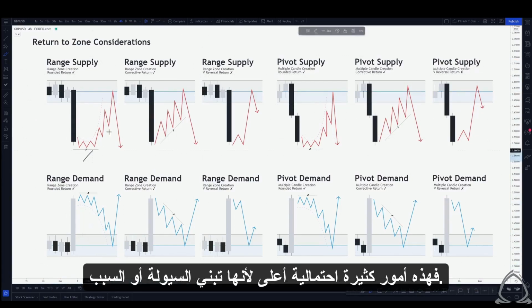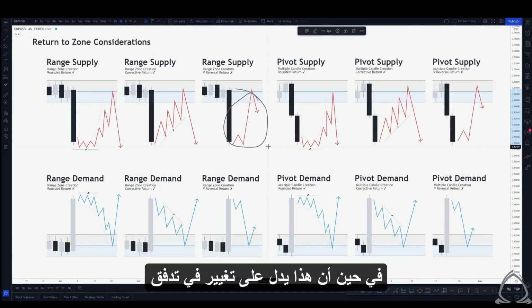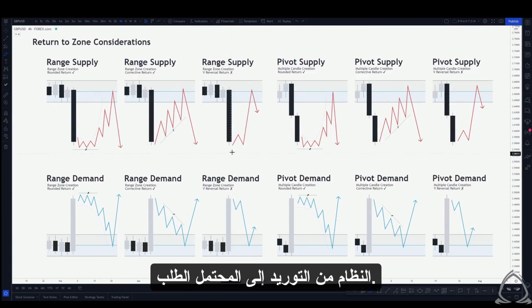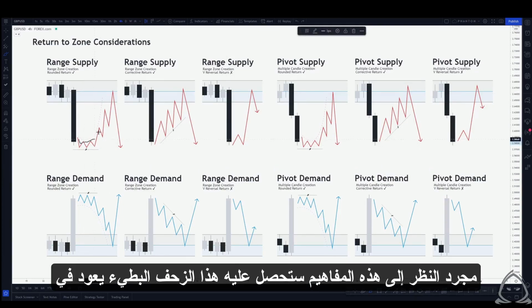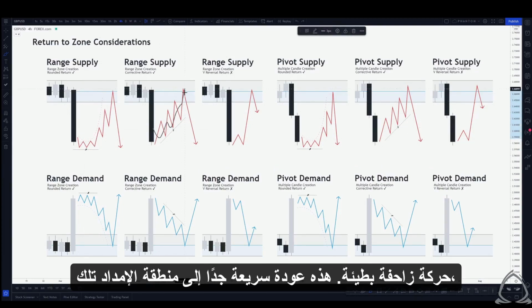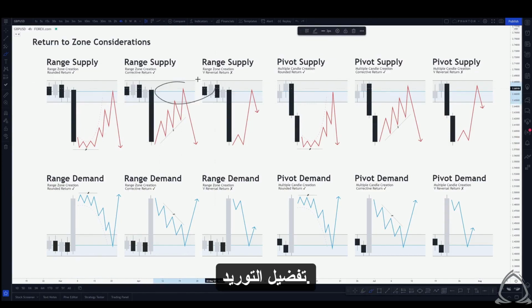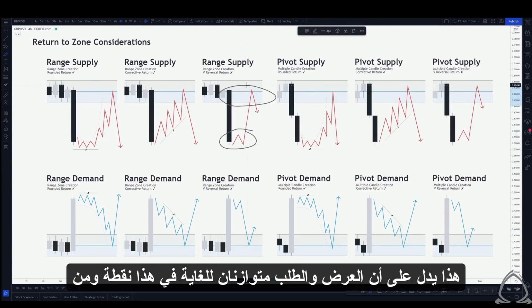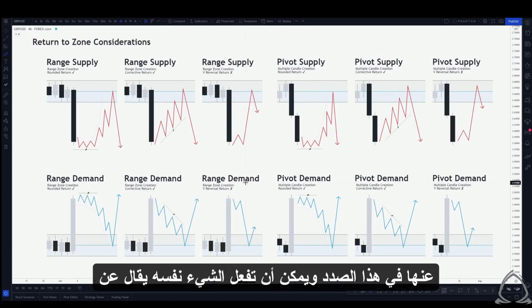It's not to say that the V returns don't work, but statistically comparing them against these two, these are much higher probability because it's building liquidity or reason for price to continue, whereas this shows a change in order flow from supply to potentially demand. Because as you can see, just looking at these conceptually, you get this slow creeping move back in, slow creeping move back in. This one is a very rapid return back into that supply zone, which shows that there is not really an imbalance in supply and demand favoring supply. This is showing that supply and demand are very much balanced at this point, and it's better to wait for some sort of other criteria to look for a trade if you're looking at it in that respect.